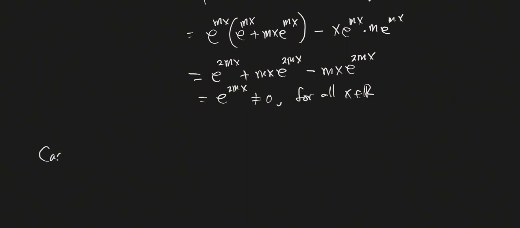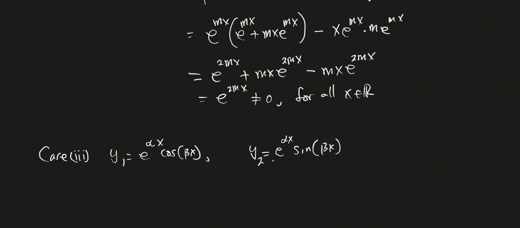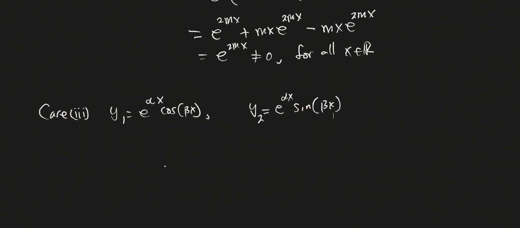So let's look at case 3, where we have our complex conjugate roots. So for case 3, remember our y1 was e to the alpha x cosine of beta x, and then y2 is e to the alpha x sine of beta x. Now, again, this is going to get messy because, first of all, we're going to need the product rule for both of them. So let's give ourselves some space.